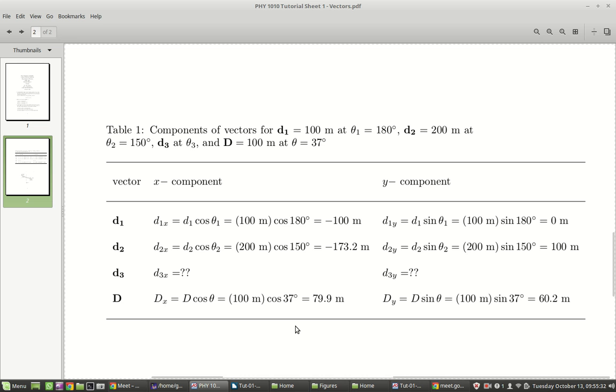Okay, so our table appears complete. We have vector d1. We know the x component of d1, d1x, is minus 100 meters.